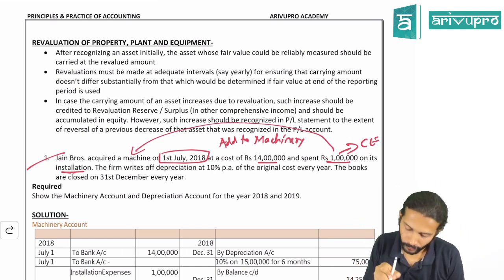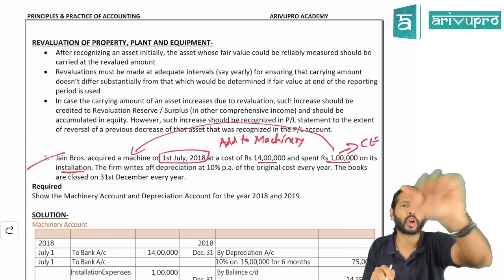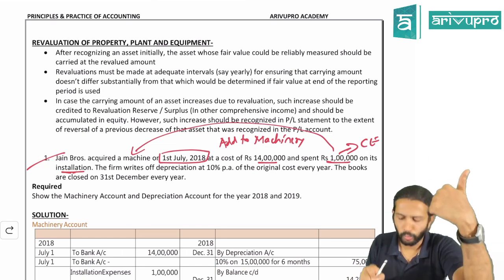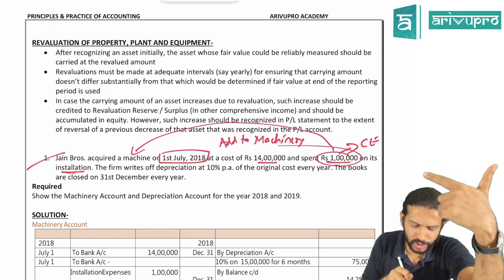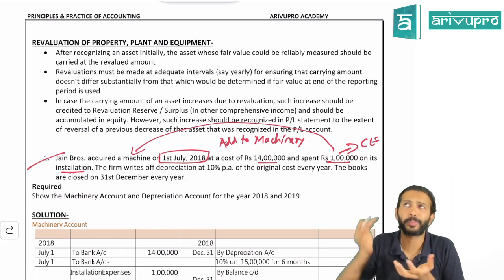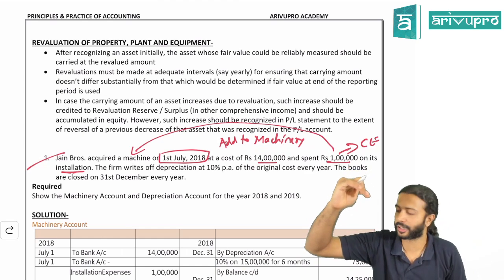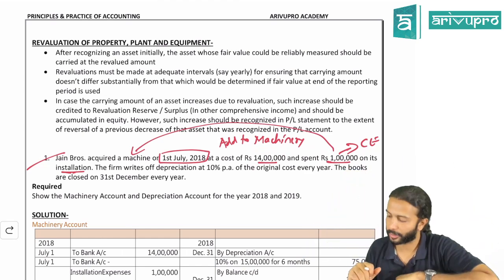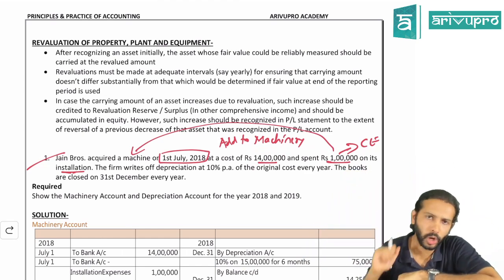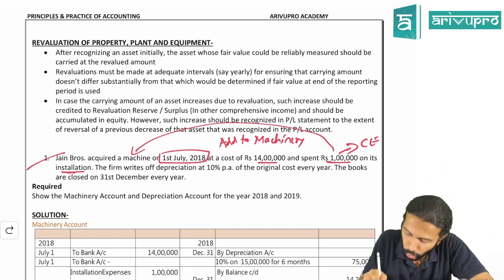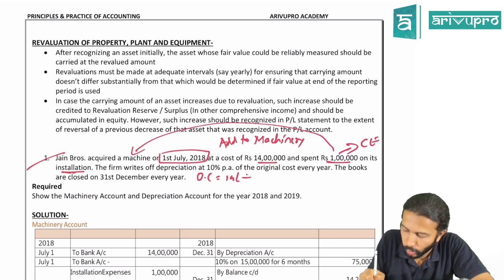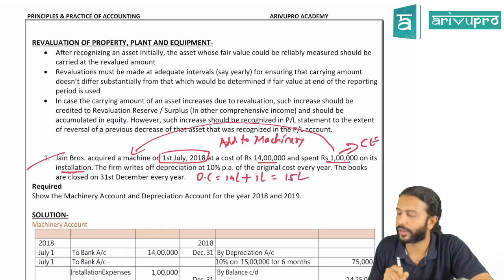Perfect. Can you tell me what is the cost of this machinery? 14 lakh you paid to buy the asset, and 1 lakh was paid to install the asset. That means how much money you spent to bring the asset to usable condition? 15 lakh rupees. So 15 lakh rupees is the original cost of the asset. That's the first portion. Manageable. So OC, the original cost, is 14 lakh plus 1 lakh, which is 15 lakh rupees.